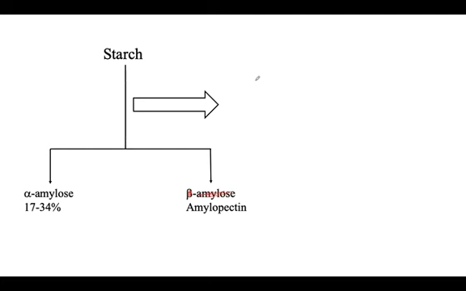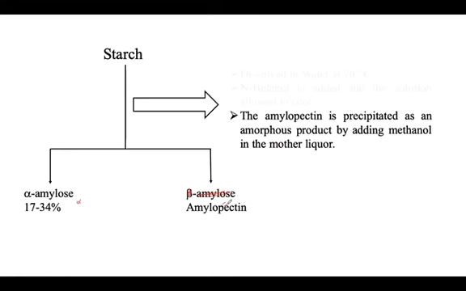In this case, starch was dissolved in water at 70 degrees centigrade, and then n-butanol was added to the solution, and the solution was allowed to cool. Alpha amylose was precipitated with n-butanol, and the remaining mother liquor has the amylopectin in it. That mother liquor was then treated with methanol, and the amylopectin was precipitated out as an amorphous product.